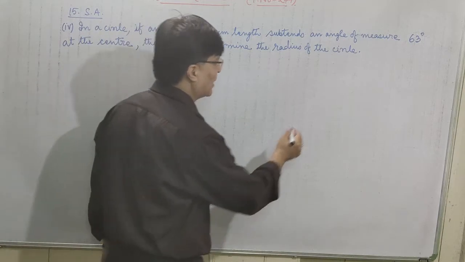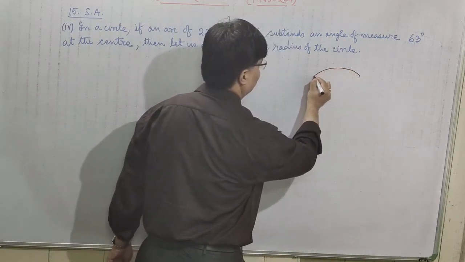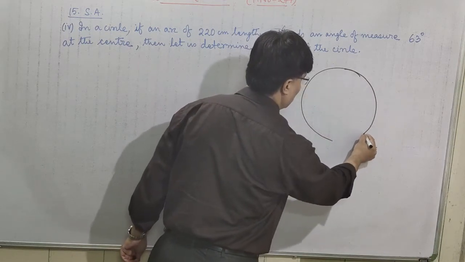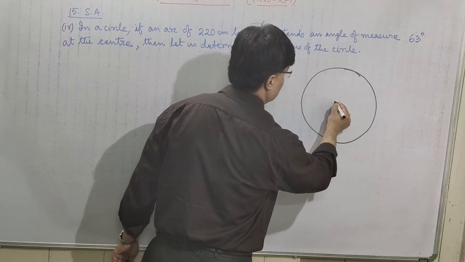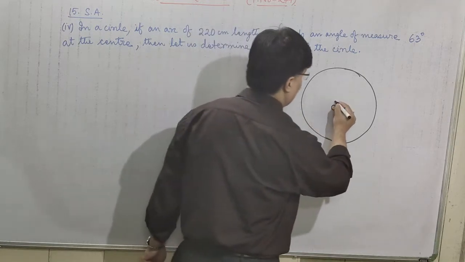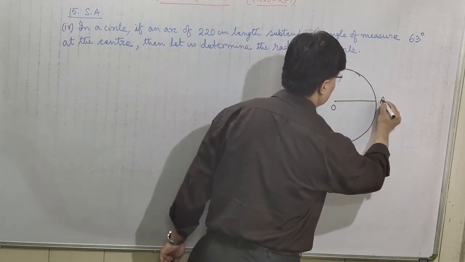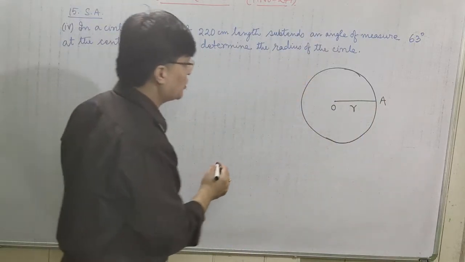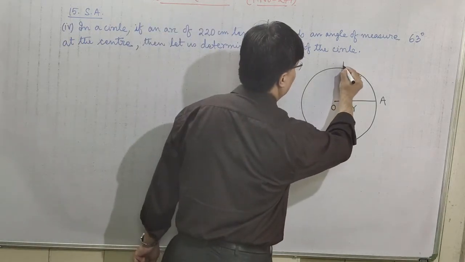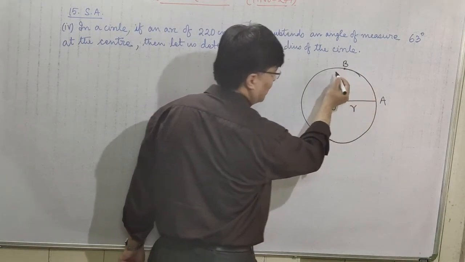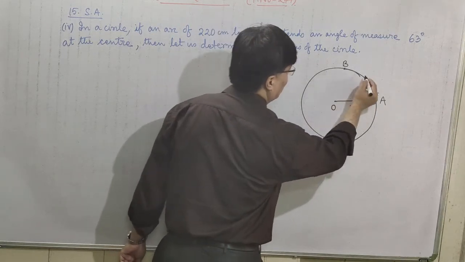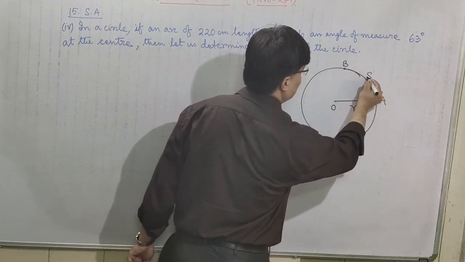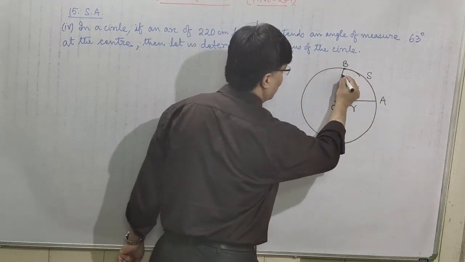So let us draw the figure. This is a circle, right? This is the center of the circle, that is O. And you know that this is the radius of the circle. Suppose the radius of the circle is R. In this case, you should know the formula. Suppose you take an arc AB. This is an arc AB from the circle whose length is S, suppose, and OB is joined.